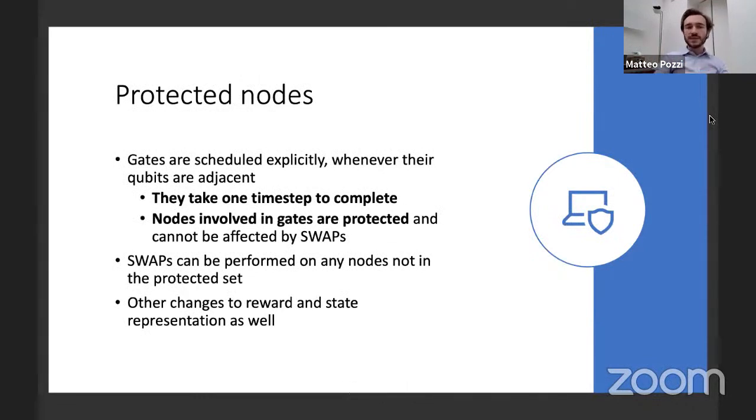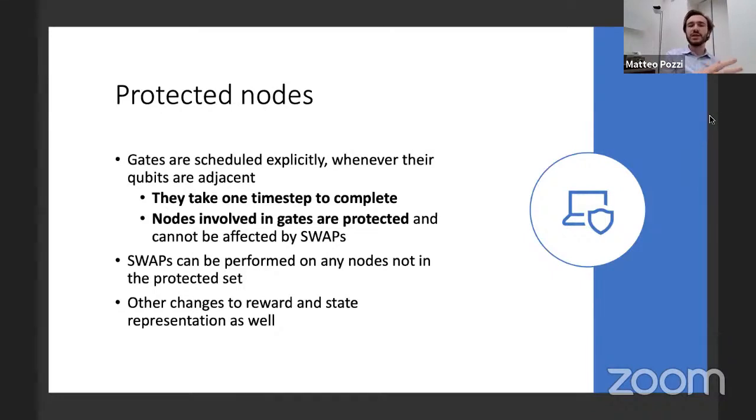And so we came up with this idea of protected nodes. Effectively, gates are scheduled explicitly, CNOT gates in the original circuit that is, and they take one time step to complete. And nodes involved in the gates that are protected in the particular time step cannot be affected by swaps. And so swaps will be selected to be performed on any nodes not in the protected set.